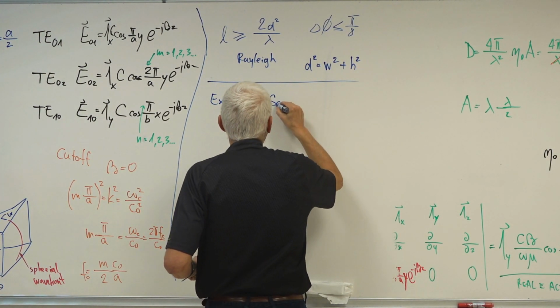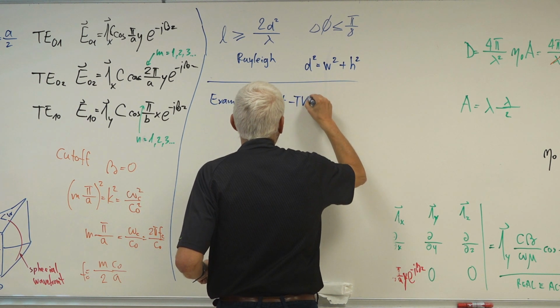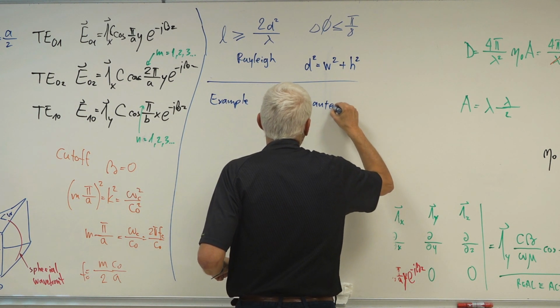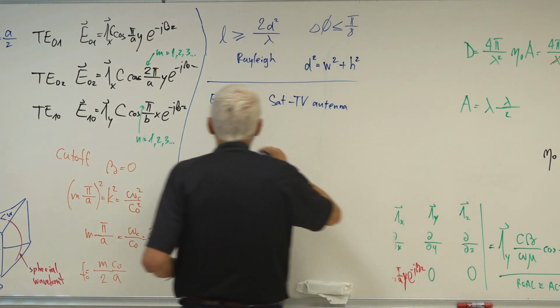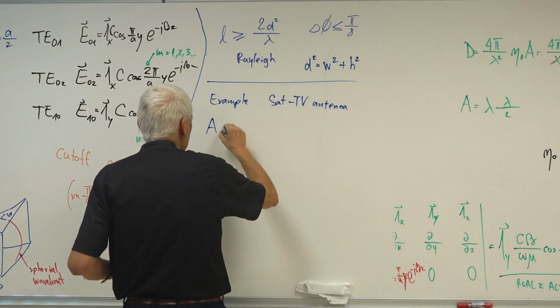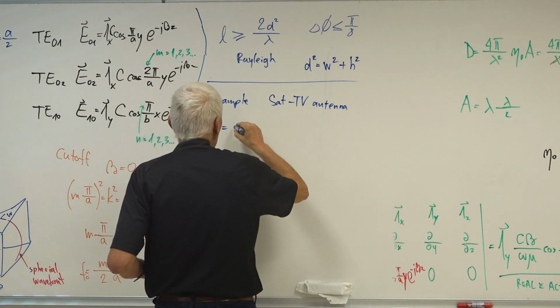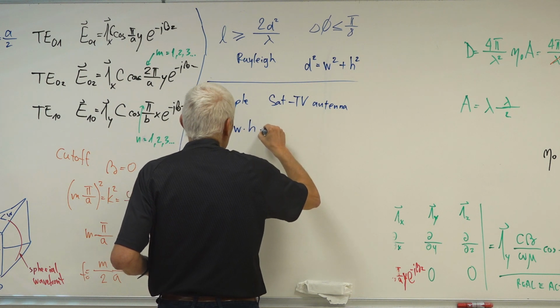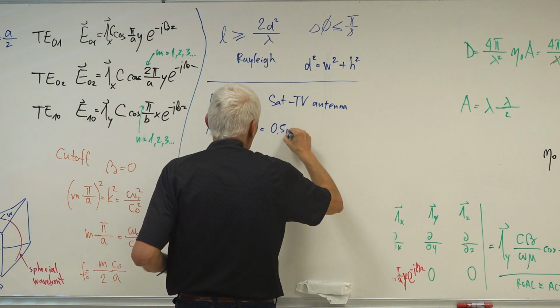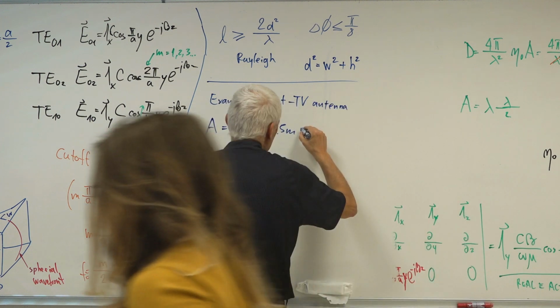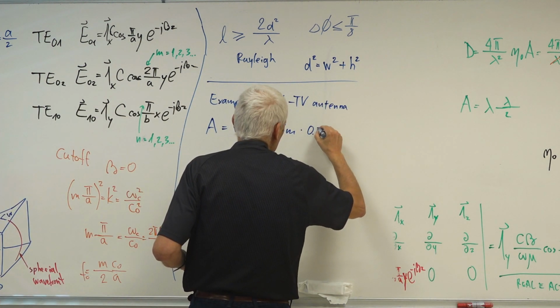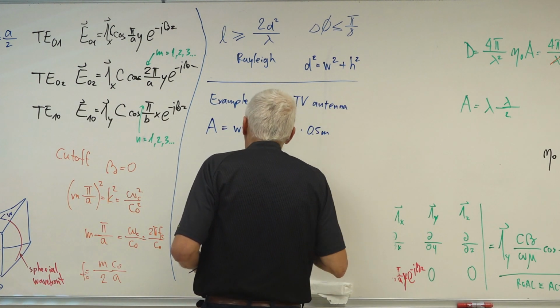Example for a satellite TV antenna. We want an aperture that is W times H, that is half a meter times half a meter. This makes sense.